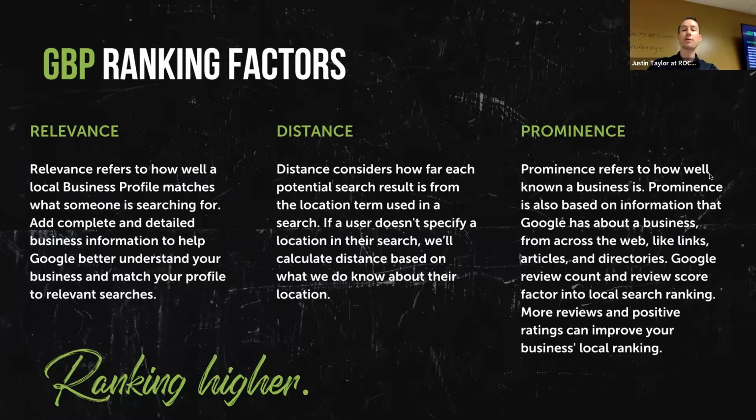But prominence refers to how well known a business is. It's also based on information that Google has about a business from across the web, like links, articles, directories. Google review count and review score factor into local search ranking. More reviews and positive ratings can improve your business's local ranking.